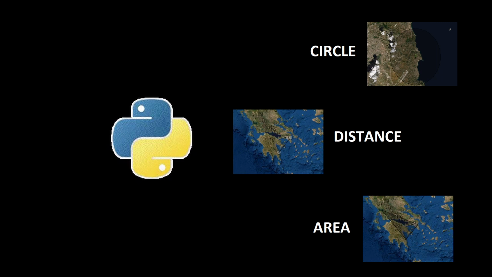In this tutorial, we will learn how we can draw circles given a point and a radius, calculate the distance between 2 points, calculate the total area of a rectangle, its circumference, also its central point. Let's jump into Jupyter Notebook.